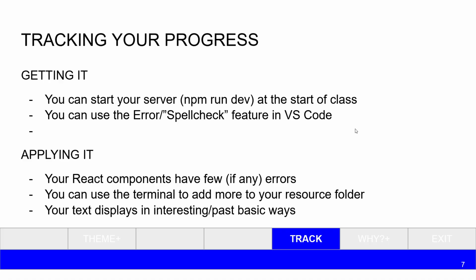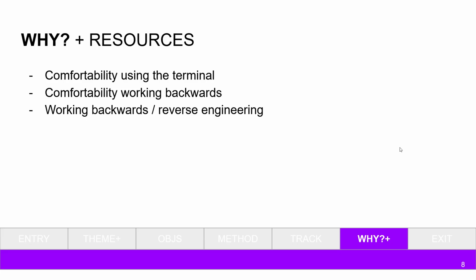You can use the terminal, that's that CLI, to add more to your resource folder. I'm going to show you how to do that real quick. And your text displays in interesting, more than basic ways. We're doing this because I want you to have comfort using the terminal as well as comfort working backwards. Generally like reverse engineering. Okay, you know how some parts work, you don't know how other parts work. How can you work backwards and get the additional pieces necessary or plug in the additional components or the additional parts necessary in order to get it functional?